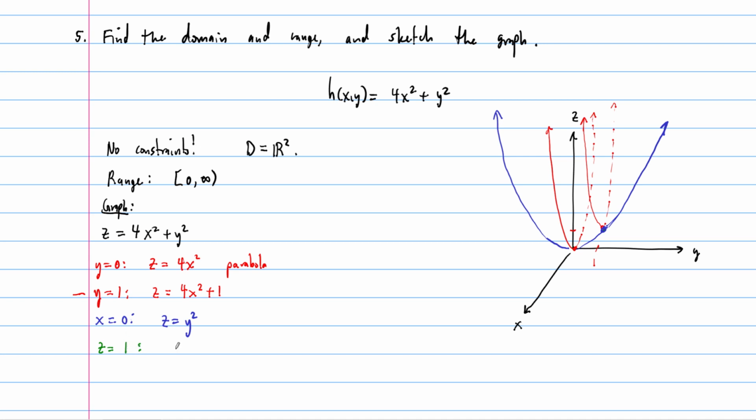Well, if we take this slice or trace, then this equation will be 1 equals 4x squared plus y squared. And now this is an ellipse. That's an ellipse. This was another parabola. So this is an ellipse.